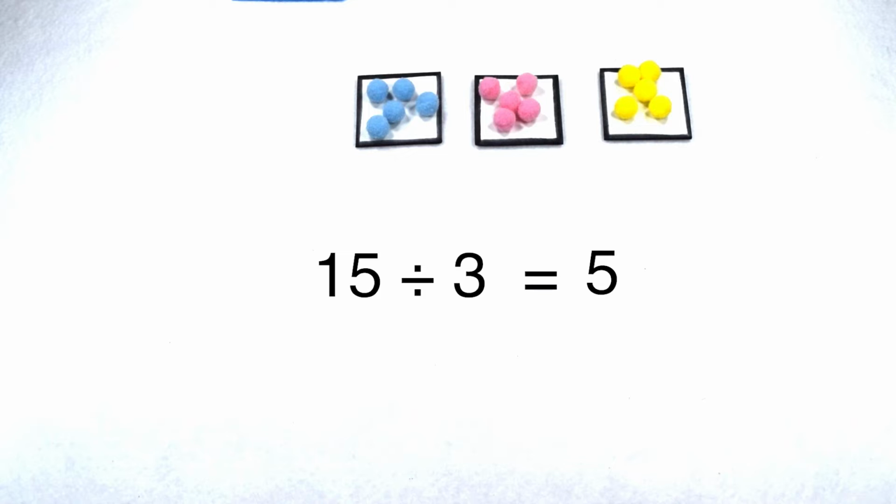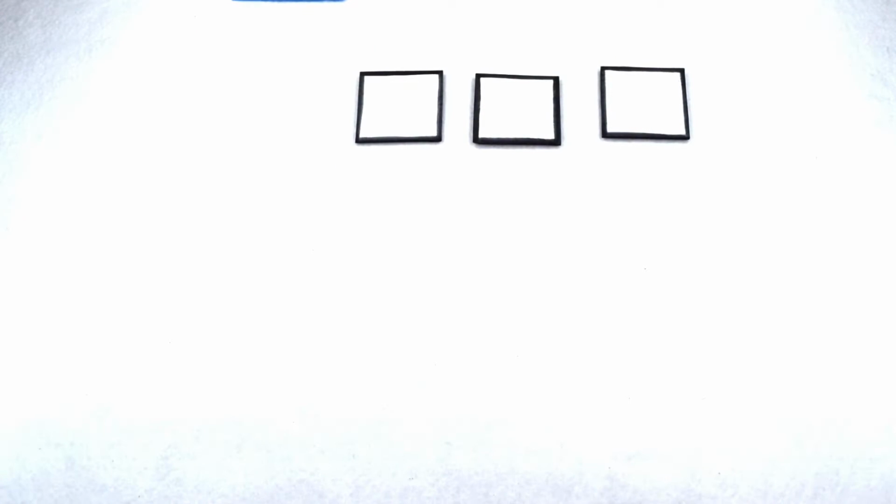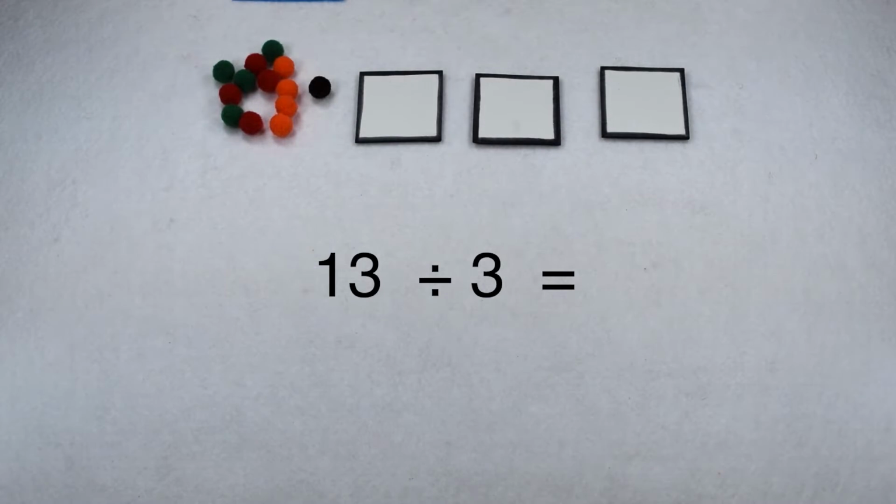Since the sum of the digits of 15 is divisible by 3, the original number of 15 is divisible by 3. What if we test a number not on that list? What if instead of starting with 15 items, we start with 13 items? Well, let's start by adding together our 1 plus 3 in 13. 1 plus 3 gives us 4.